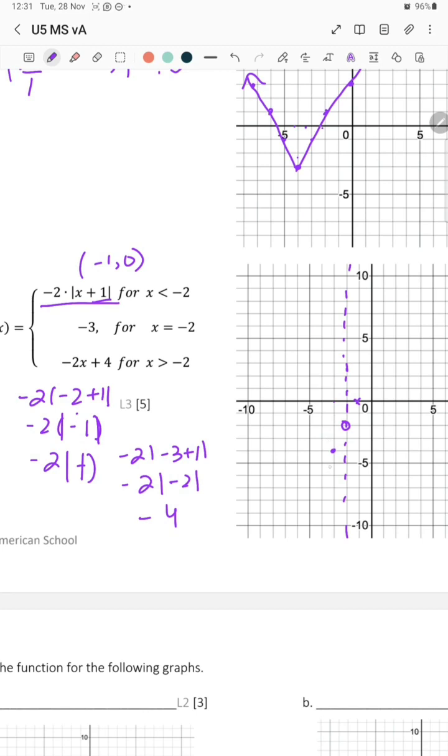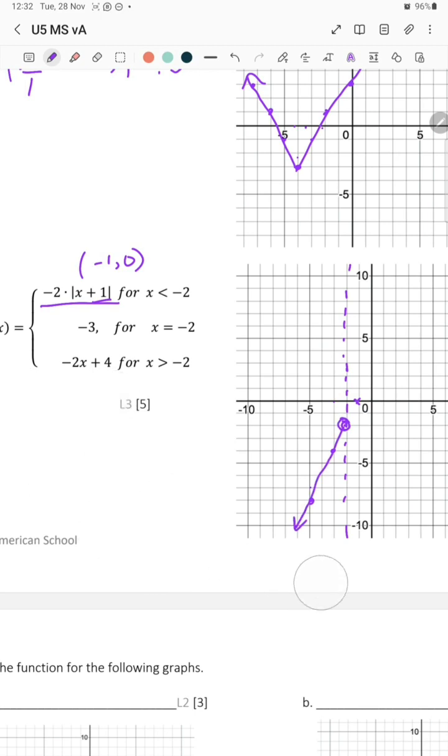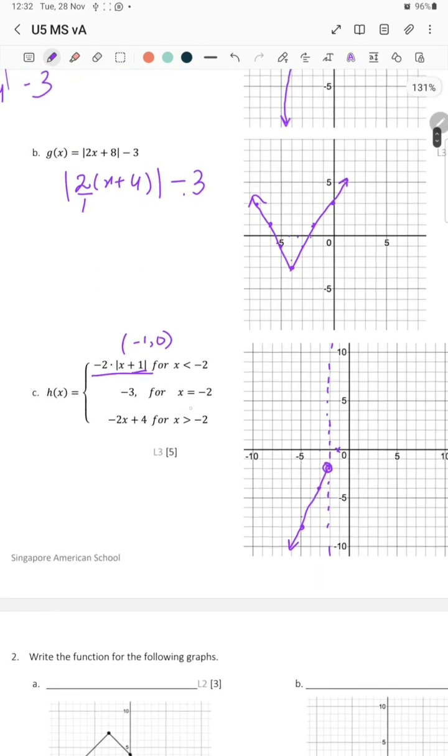For the next, x would be -5, which gives -8. And this point is not included. So for x equal to -2, it is -3. This is the point.